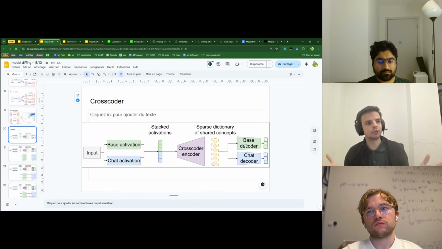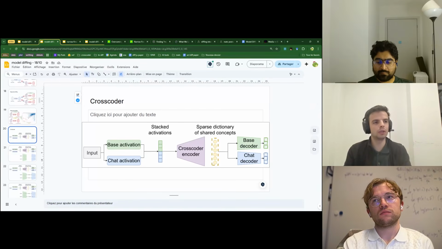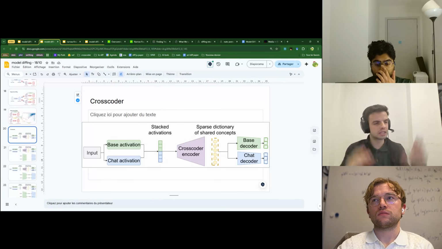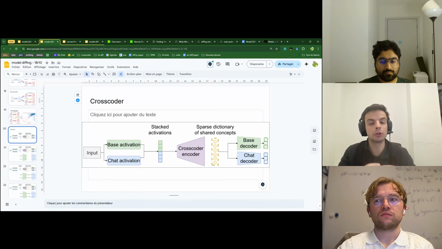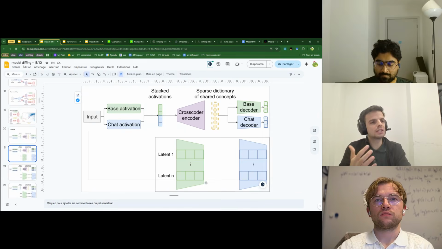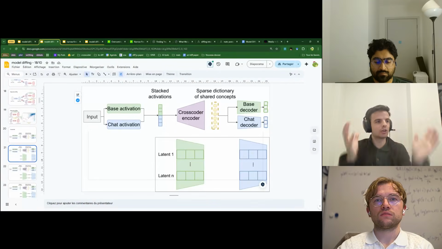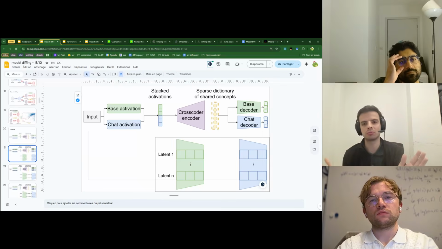So you have a base decoder that takes the 100 concepts that were found activated in the stacked activation, and you use this to try to reconstruct the base activation, and you do the same with the chat. And instead of chat, you can just take any fine tuning. And so the high level idea is that what the crosscoder does is it learns a shared dictionary of concepts, because you can see each decoder as having a set of n latents, so n concepts. And for each concept, you have one representation for the base model and one representation for the chat model.